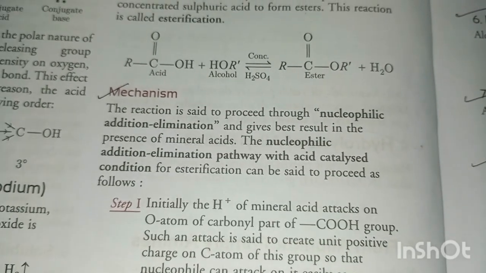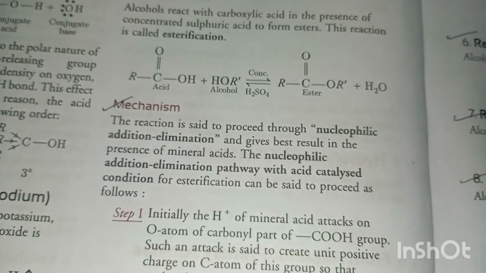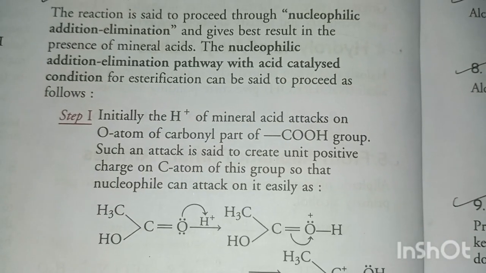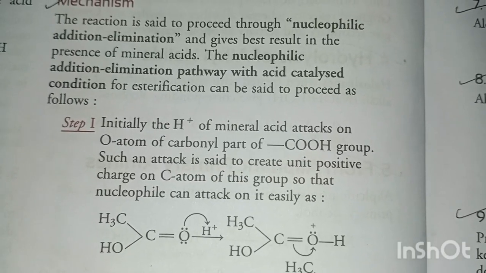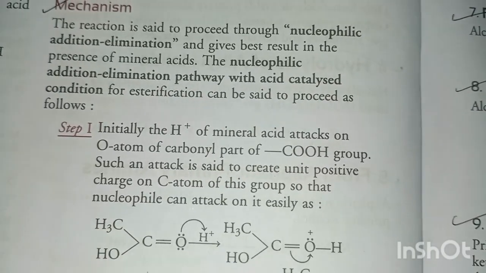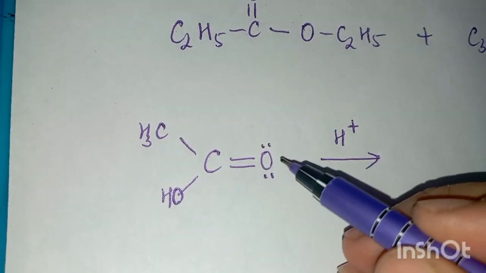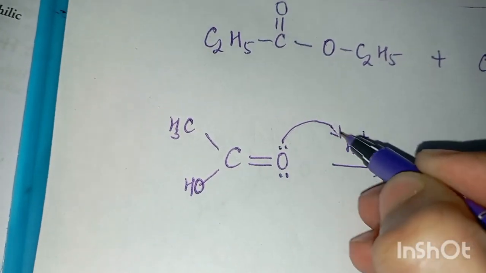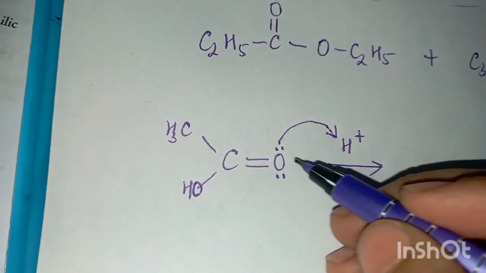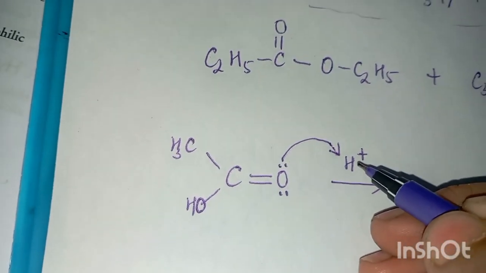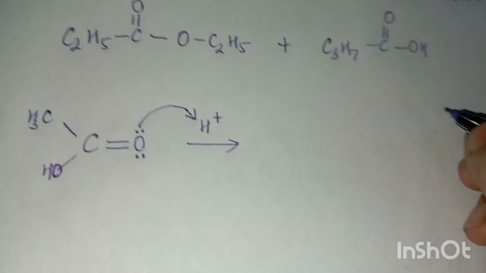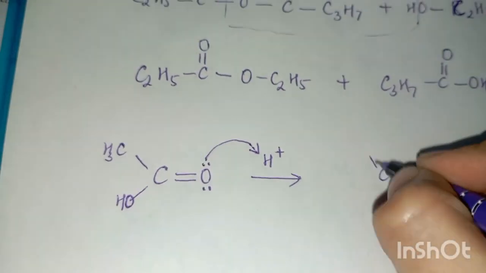The nucleophilic addition elimination pathway with acid catalyzed condition for esterification can proceed as follows. The first step is, initially the H plus of the mineral acid attacks the oxygen atom of the carbonyl part of the carboxylic group. So this H plus is attacking the carbonyl oxygen. We always show the movement of electrons through arrows. This electron movement is shown by arrows. H plus is attacking the carbonyl oxygen, and leads to the formation of a carbocation as follows.